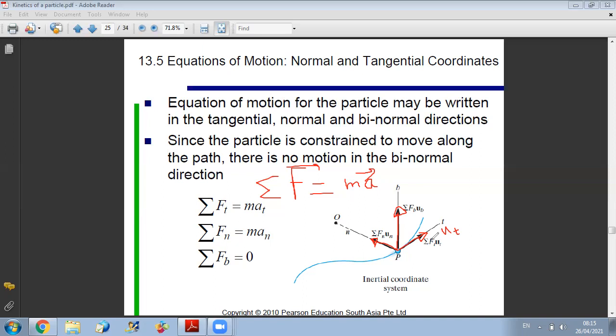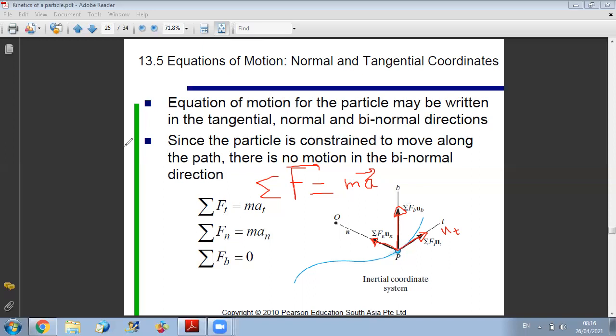And why do we need the UB vector? Because the equation along B will give us a third relation. It's true that since UN UT is the plane of motion, the sum of forces along B will be 0. But it's a helpful equation because, for example, if you remember in case of XY, in many cases we write sum of y equals 0 to find the normal reaction. So even if there is no motion in B, sum of forces equals 0 will give us an additional equation to our system.